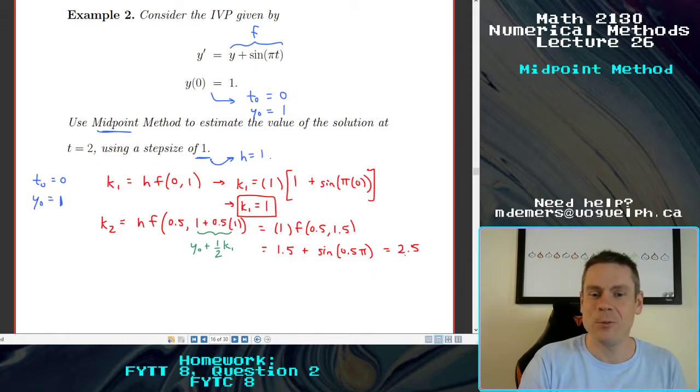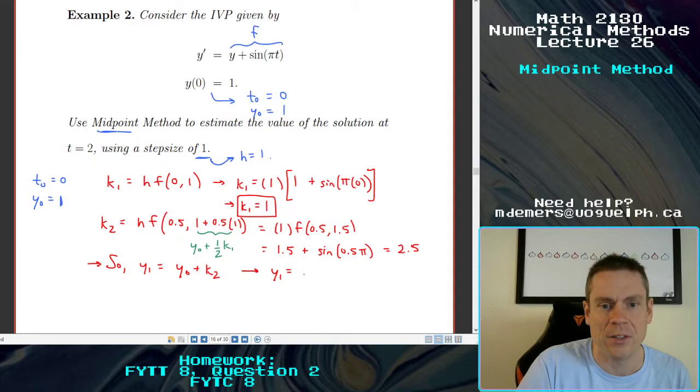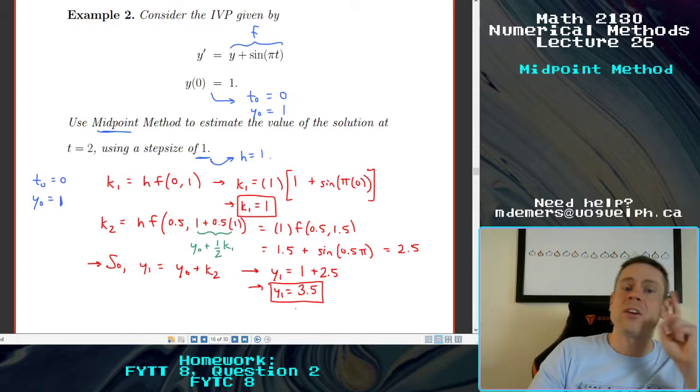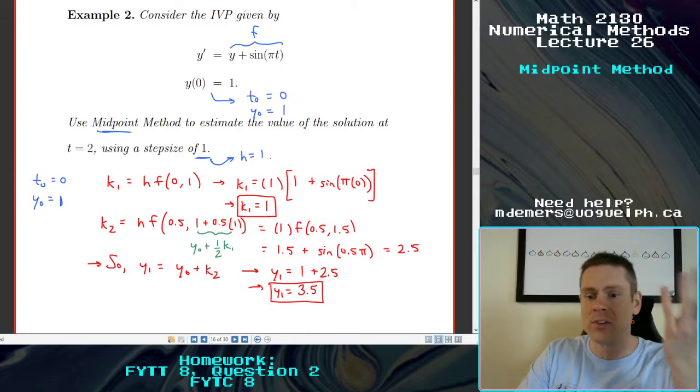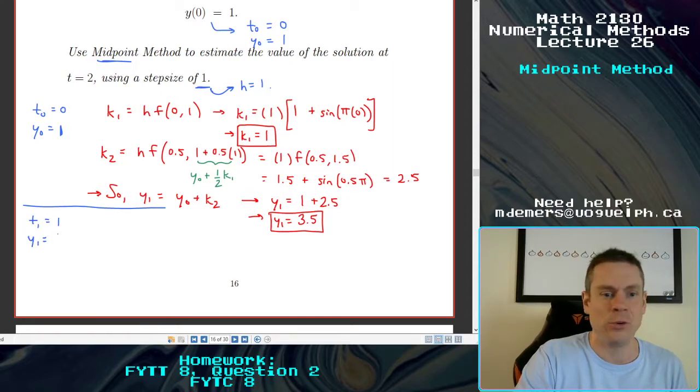All right. So anyway, this is 2.5, and I'm going to take this, and we're going to get a new estimate. y1 is equal to y0 plus that k2, and that means that we get y1 equals, the old y was 1 plus 2.5, or y1 equals 3.5. Excellent. Okay, so we get y1 equals 3.5. This is our estimate at t equals 1. So we need to do this one more time to get an estimate of what's happening at t equals 2. So let's see. That's the first step. And now we have t1 equals 1. I'll step forward. Our y1 is equal to 3.5.